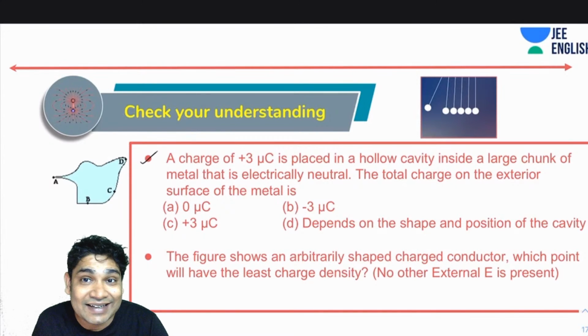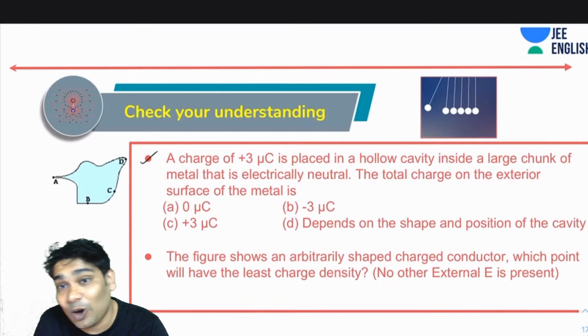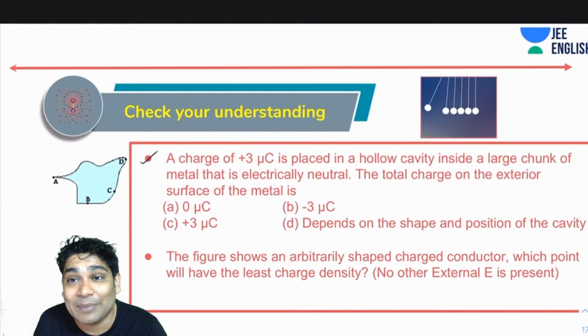You have been asked that a charge of plus 3 microcoulomb is placed in a hollow cavity inside a large chunk of metal that was electrically neutral. Find the total charge on the exterior surface of the metal. Is it A, 0 microcoulomb? B, minus 3 microcoulomb? C, plus 3 microcoulomb? Or D, depends on the shape and position of the cavity, or where the cavity is located?